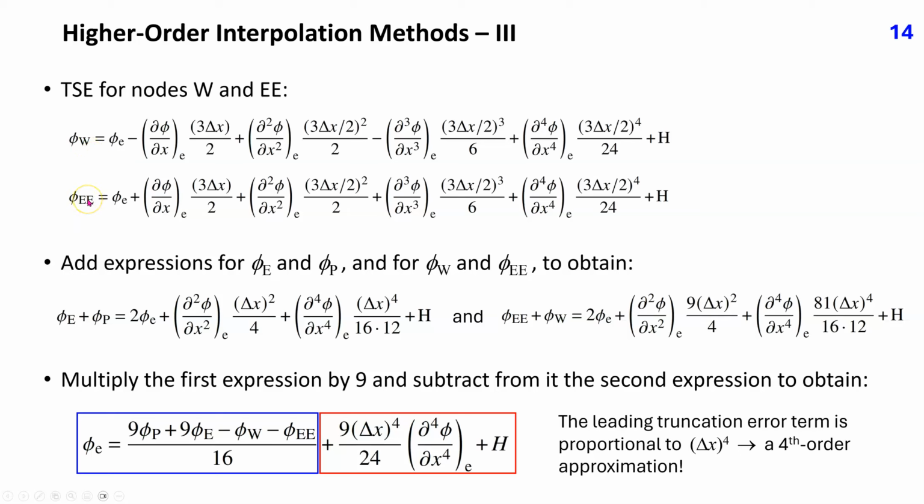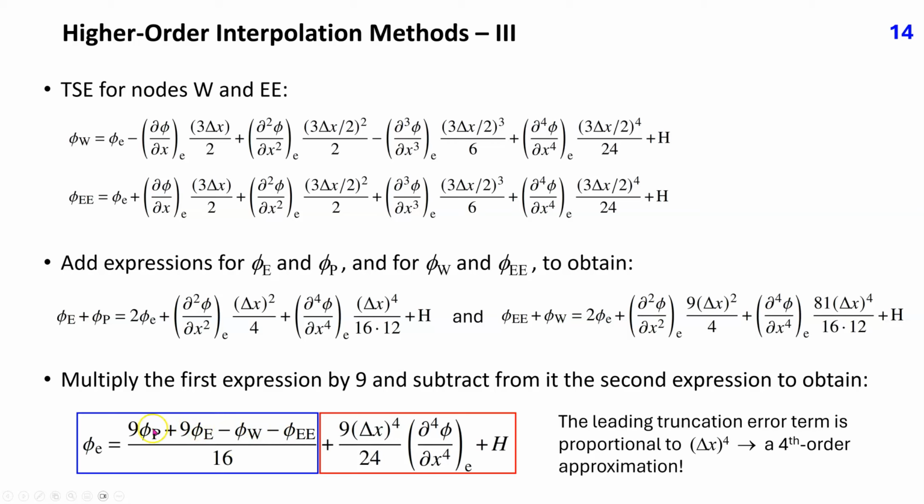Now we add the expressions for phi E and phi P from the previous slide and the above expression for phi W and phi EE to eliminate the odd derivatives. The following two equations contain only even derivatives of phi. We multiply the left expression by 9 and subtract it from the right expression to eliminate the second derivative. This leads to the following expression.